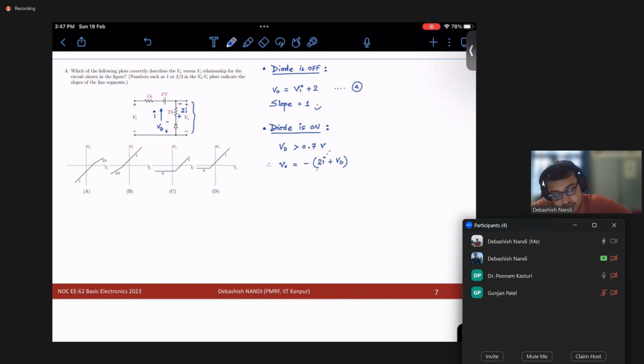So this entire term is some positive value. I do not know I for the time being. So my V naught is some negative value minus VD. And I know that my VD should be greater than 0.7 volt, right? So my V naught should be less than minus 0.7 volt.